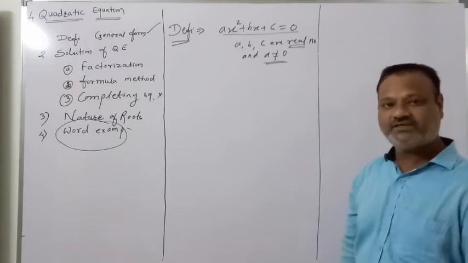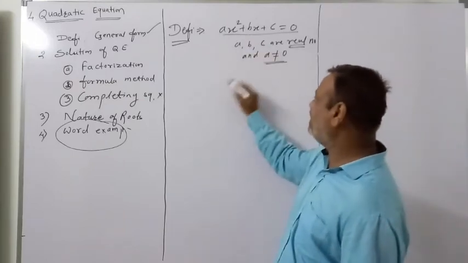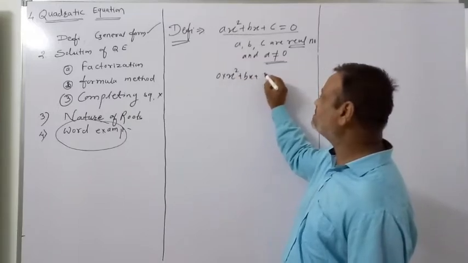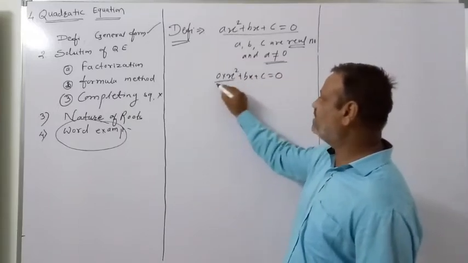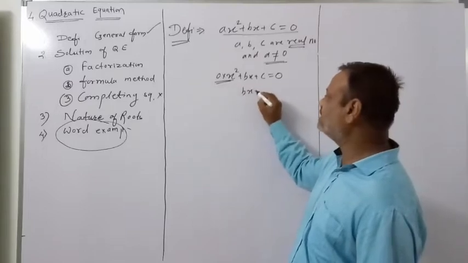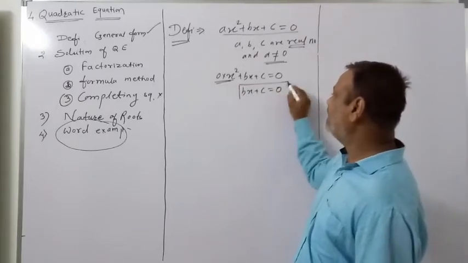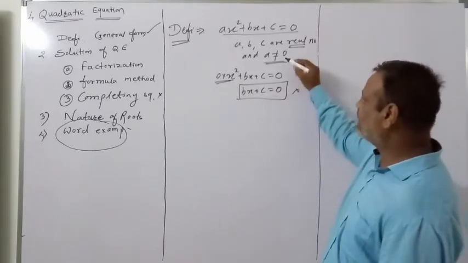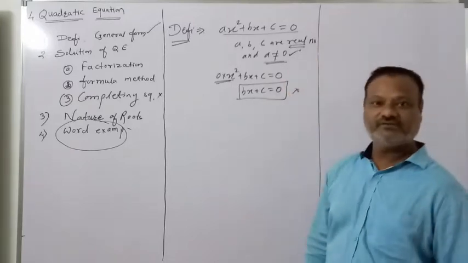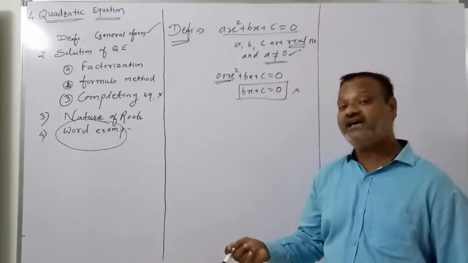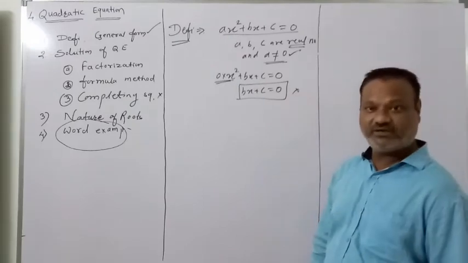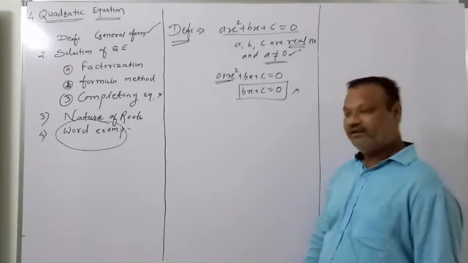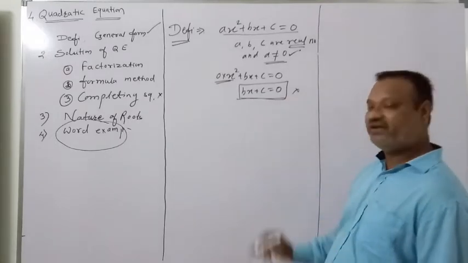Now why is a not equals to 0? If I consider a is equals to 0, then 0 into x square plus bx plus c is equals to 0, so this term will be cancelled. What we will gain is bx plus c is equals to 0, and this is not a quadratic equation. That's why the condition is that a is not equals to 0. If a is equals to 0, you get bx plus c is equals to 0, which is a linear equation in one variable.